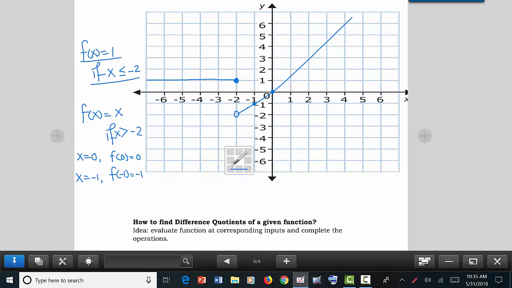Did you notice we do have two graphs in the two pieces? That's why this kind of function is called a piecewise function.